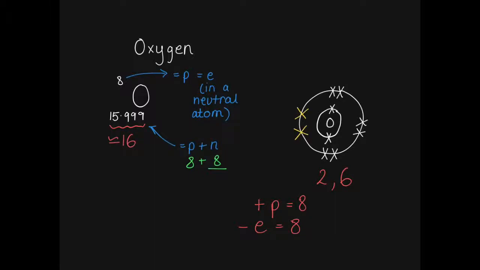And if it does that, instead of having 8 electrons, it now has a total of 10 electrons, therefore having 2 more negative charges than positive charges, because protons are positive and electrons are negative. So therefore the ion formed is O2-.